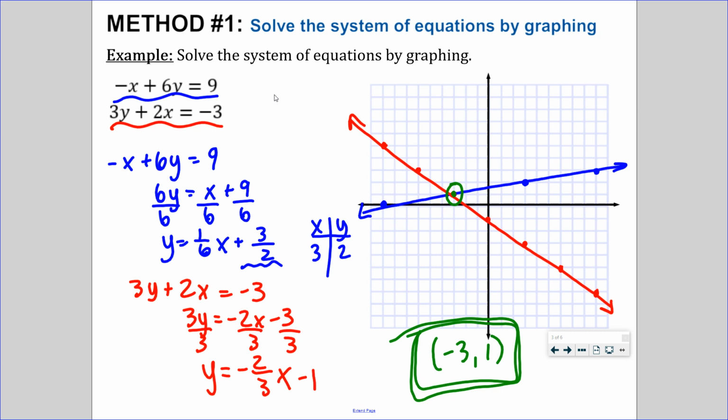All right, so that's one type of solution we could get with 2 lines. 2 lines could intersect at exactly 1 point, right? And we'd get one solution to that system. What are some other types of lines we could have?